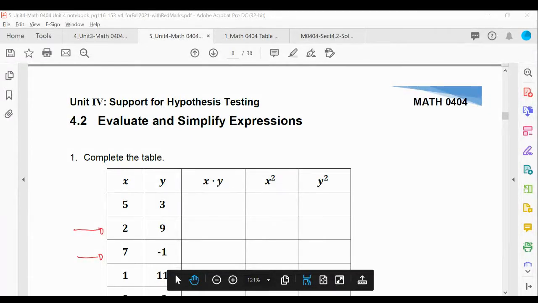Hi class, let me go over your notes from section 4.2 in Math 0404. This is Evaluate and Simplify Expressions.